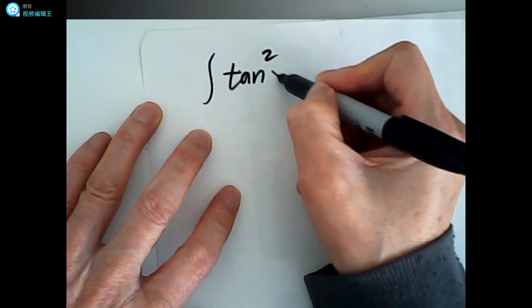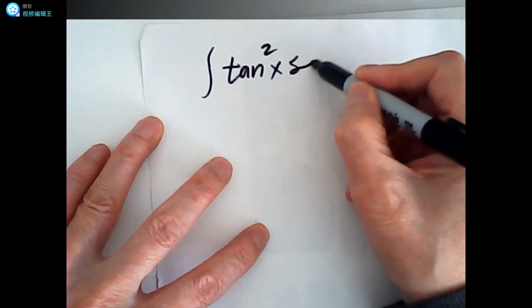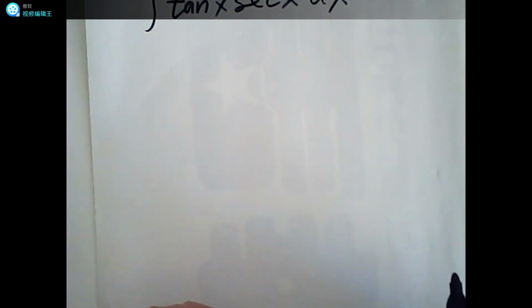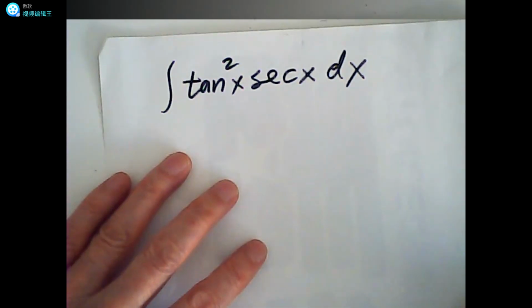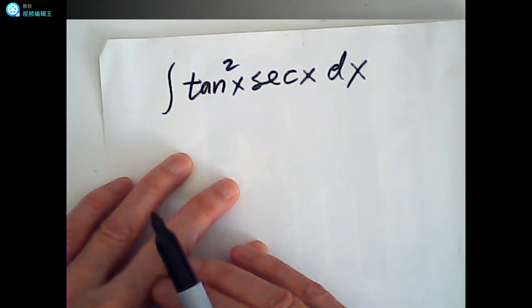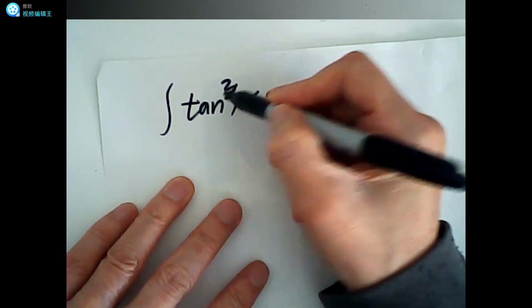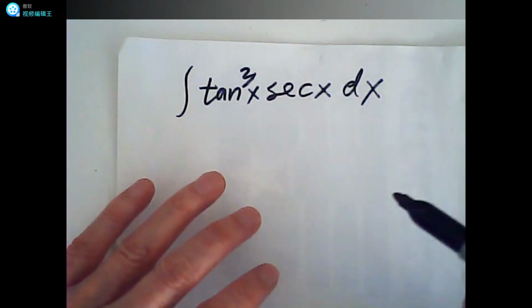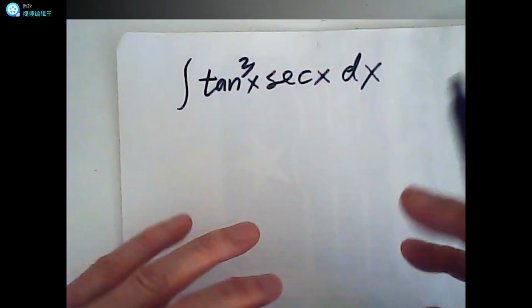Tangent square x secant x dx. Now, what to do? How do we deal with this one? Now, look, this one looks very complicated. Let me change it to 3, okay? The reason to change to 3 is that it's easy for us to do the method. If it's square, I know we need something else.